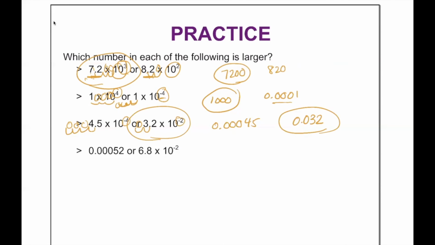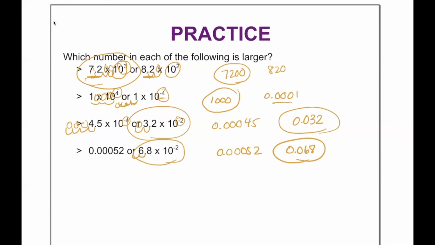Now in this case, we have one in scientific notation and one not in scientific notation. That makes it very difficult to distinguish and compare. And so what I'm going to do is move the 6.8 times 10 to the negative 2 out of scientific notation, 1, 2. So that's going to be 0.068, and then that's compared to 0.00052. And so we see here that this one is the larger value.